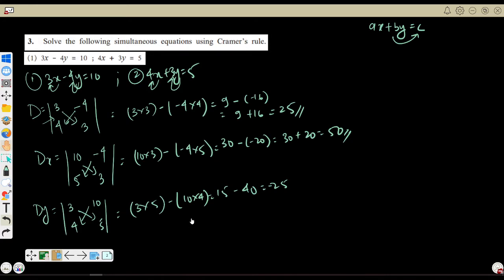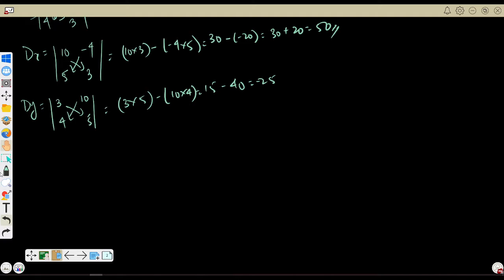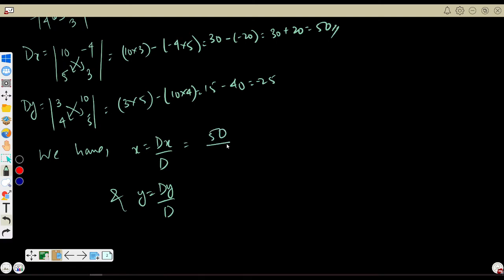To find the value of x and y, we have a direct formula. I'll copy the solution. We have x is equal to dx upon d and y is equal to dy upon d. So first we'll look for the value of x. For x we need to find the value of dx, which is 50, and the value of d was 25. So this will give you the value as 2.